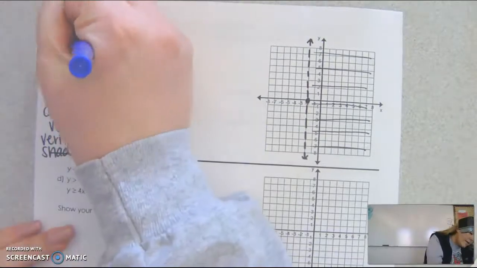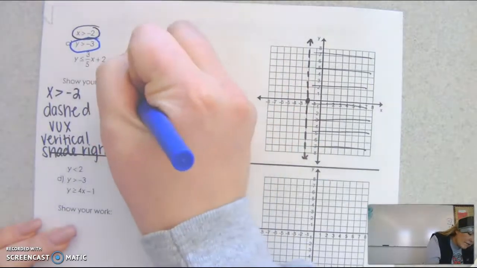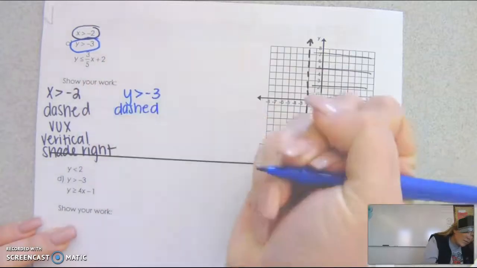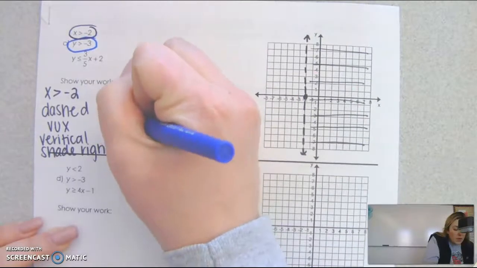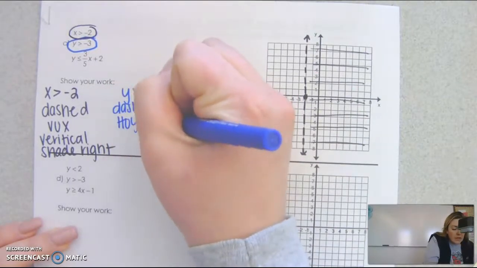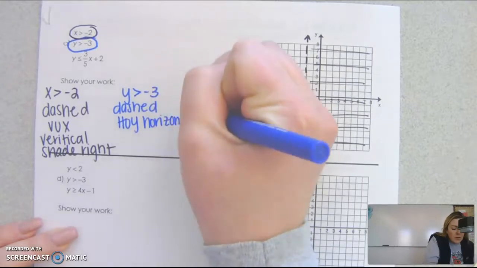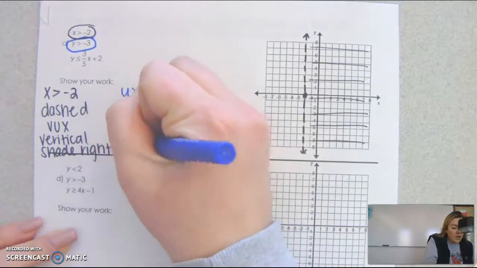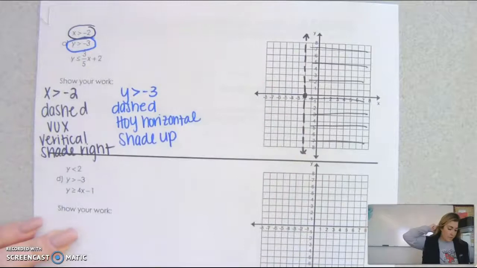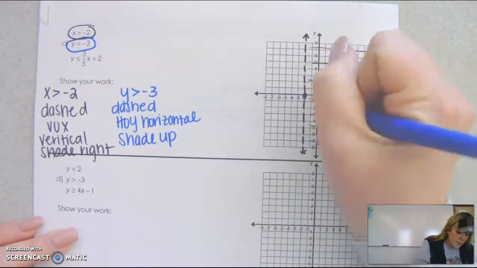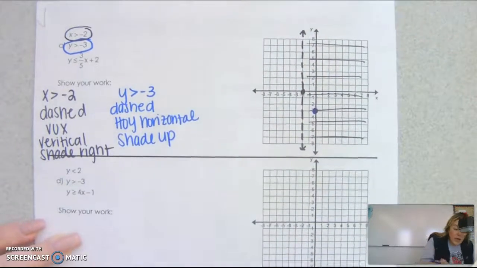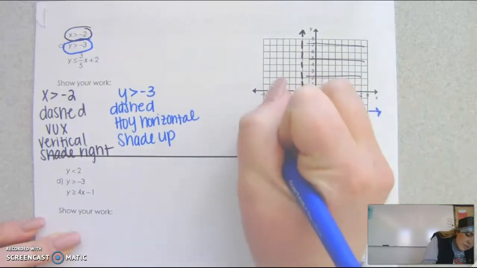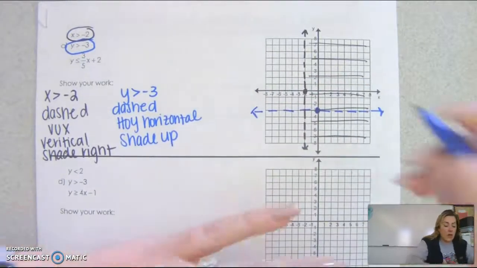My second line, sorry, is y is greater than -3. So that is another dashed line. It's a y, so it's going to be horizontal. And this time I can decide if I'm going to shade up or down. I'm going to shade up. So now I'm going to my y-axis, putting a point at -3. I'm going to draw in my dashed line. And I need to shade up.